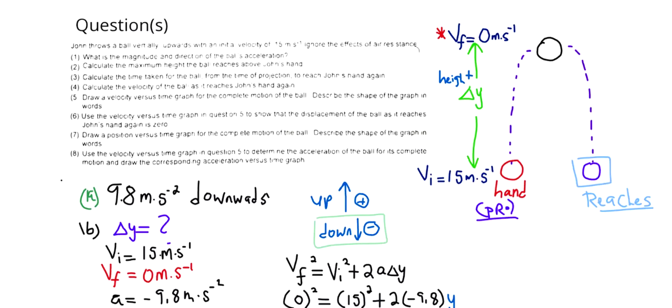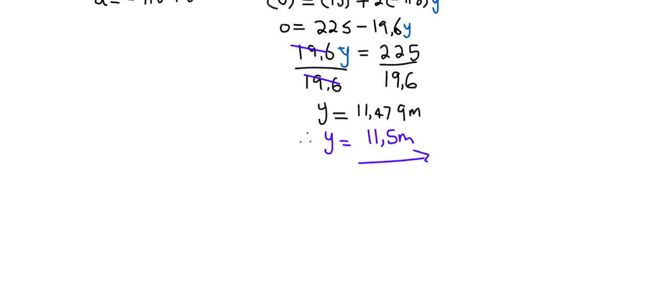Let me utilize the space that we have here. So we are on number 3. We want to calculate the time, so it simply means we are calculating the total change in time of the entire projection of the ball's movement.